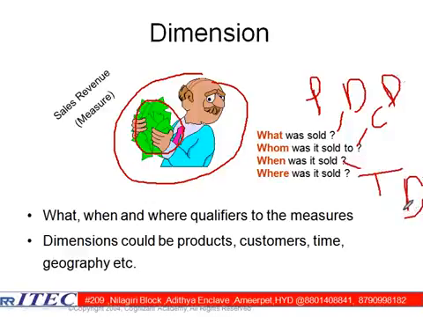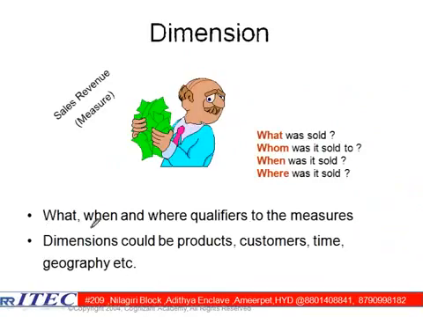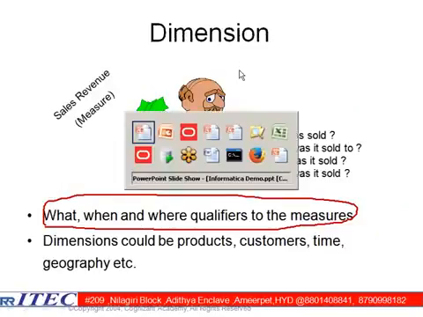Is it Monday or Tuesday, or what is the date? What is the year? And where was it sold? It is the geography dimension. In Hyderabad it is sold, or in California, or in Texas City. Now, if people understand what you mean by dimension: what, when, where qualify the measures. And one more point I want to tell: without dimension, fact is useless, sir. Fact is useless.